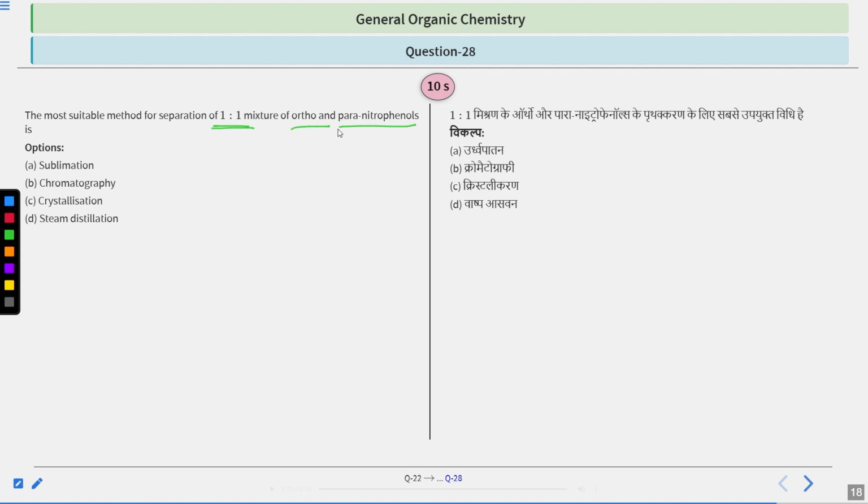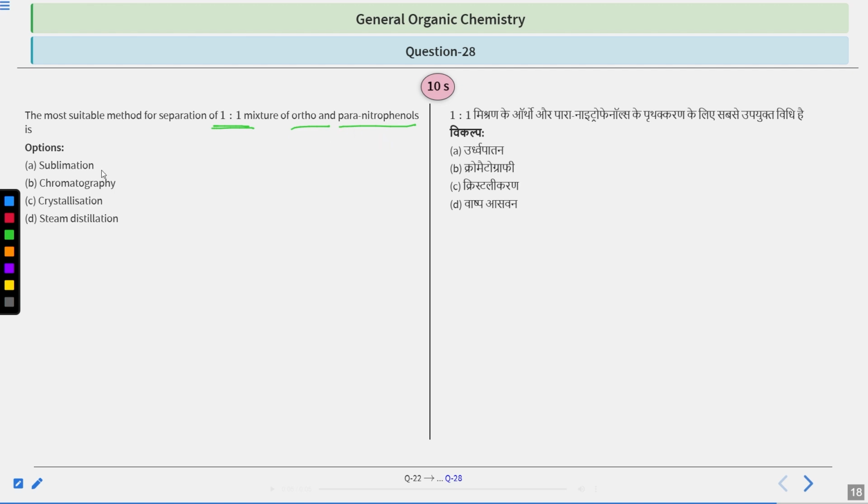And when we are given ortho and para, that means we are given the position at which the nitro or NO2 group is attaching. So ortho means if you have a benzene ring and you start from 1, so 1 is para and 2 is ortho. So we have a 1:1 mixture of ortho and para nitrophenols. What is the method we use to separate this 1:1 mixture?